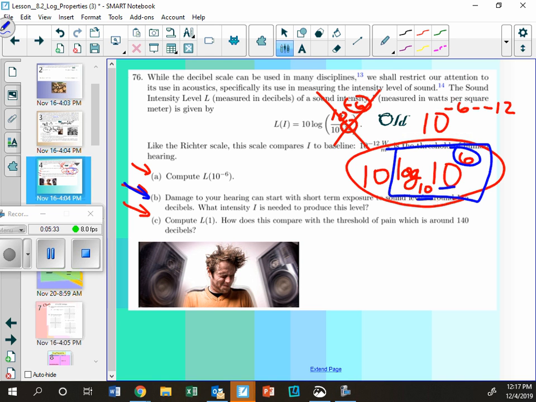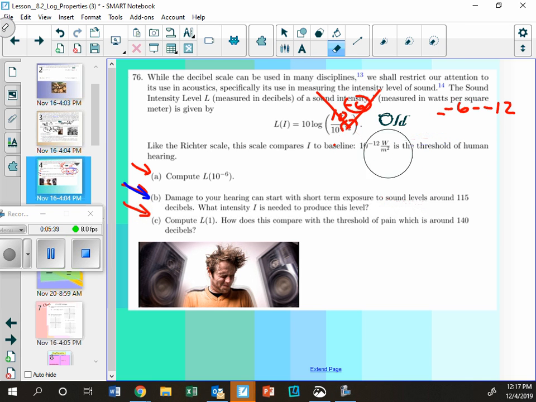Okay. Part B. So it's saying 115. Well, where do we put the 115? Is that the intensity? That's not where you put it. You put it here. How are you supposed to solve it when you have the 115 here? We're going to solve for I. This is our variable. Okay? I agree. Divide by 10.